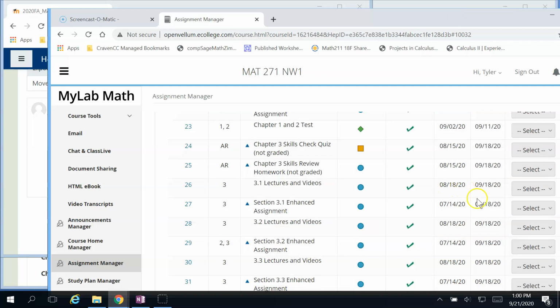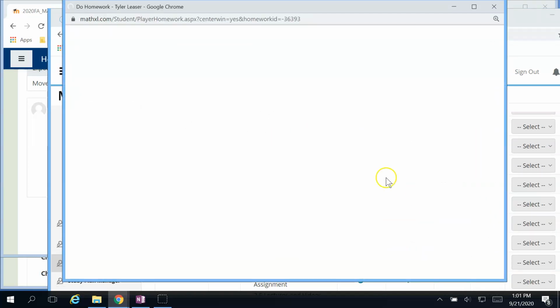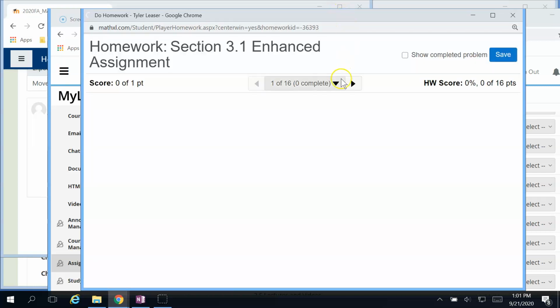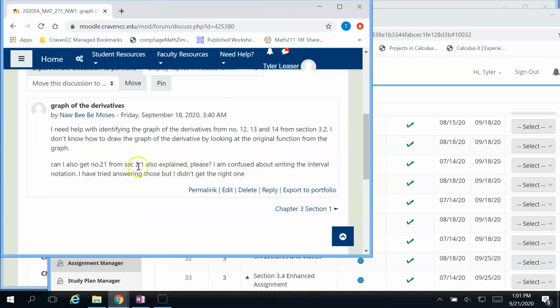Let's see if you did mean 3.1. Maybe there's interval notation on number 21 of 3.1. There's not even a number 21 for 3.1 yet, so it must have been the other one. Okay, so all that interval means is that we're going from 2 to 4 on the x-axis. So x equals 2 to x equals 4, and that's going to be your a and b.